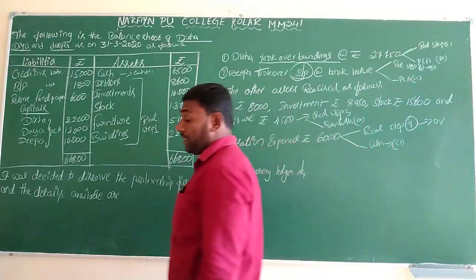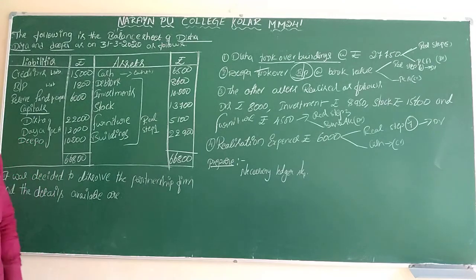So here finally we have to prepare the necessary ledger accounts. Necessary ledger accounts means which accounts we have to make. One is the realization account, number 2 is the partners' capital account. My dear students, in this question they have given direct and indirect information. Both pieces of information are given, we have to think, imagine, and analyze later, on the solutions related to the chapter dissolution of partnership firm only.